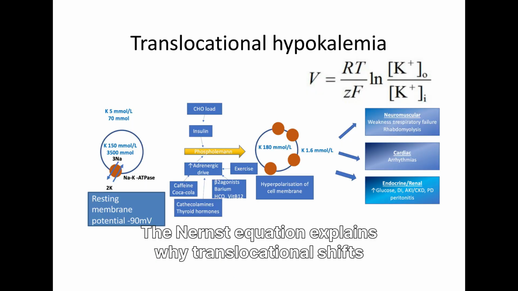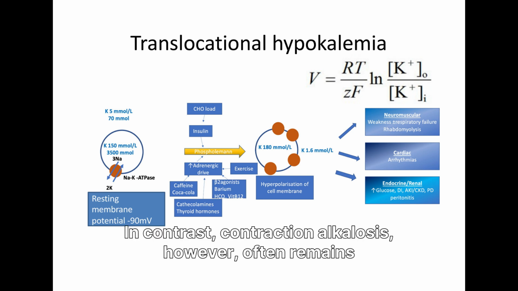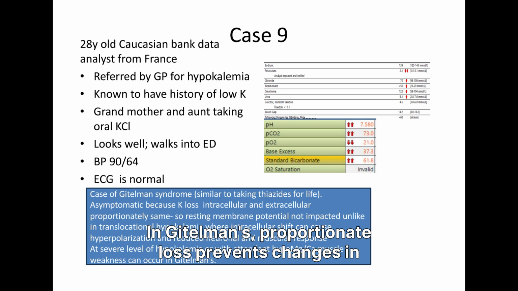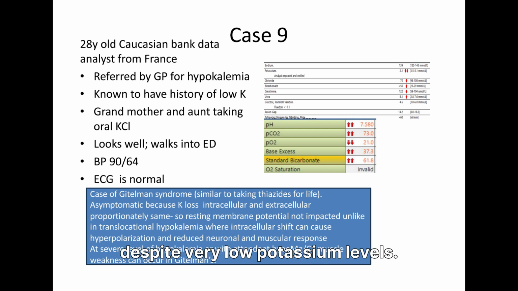The Nernst equation explains why translocational shifts cause symptoms by hyperpolarizing the membrane. In contrast, contraction alkalosis, however, often remains asymptomatic. In Gitelman's, proportionate loss prevents changes in the resting membrane potential, keeping patients asymptomatic despite very low potassium levels.